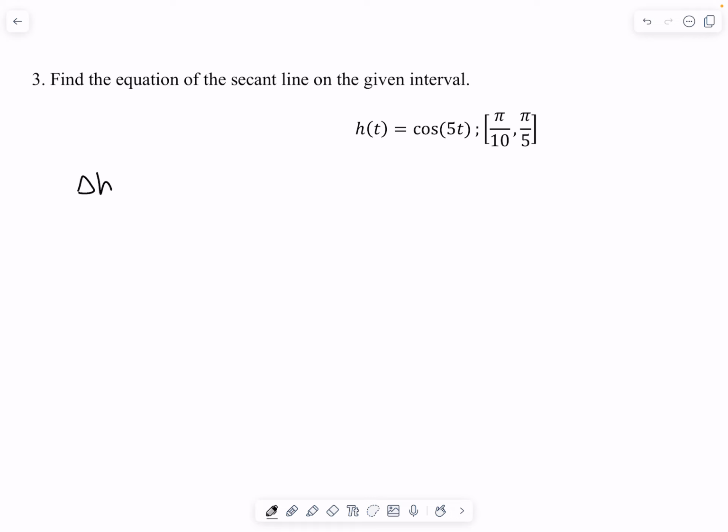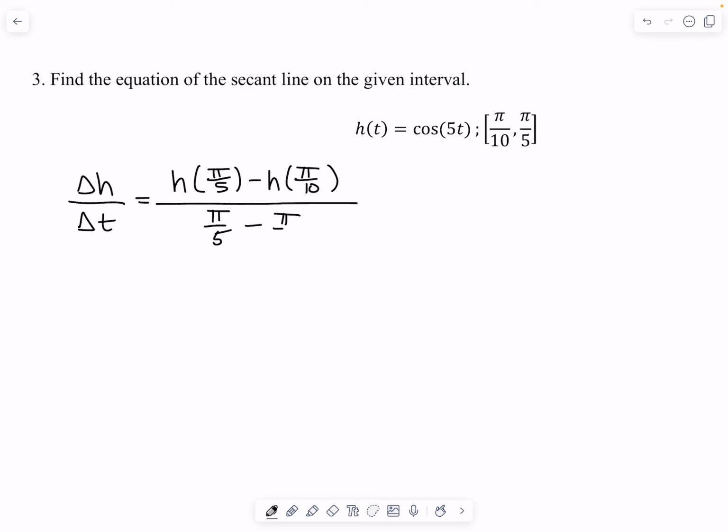So change in H over change in T, which means I'm looking to do from the interval pi over 10 to pi over 5. So maybe H of pi over 5 minus H of pi over 10 over pi over 5 minus pi over 10. So that's the goal, right? First, we have to figure out what these two actual outputs are from h of pi over 5 and h of pi over 10. And I am plugging into a trig function.